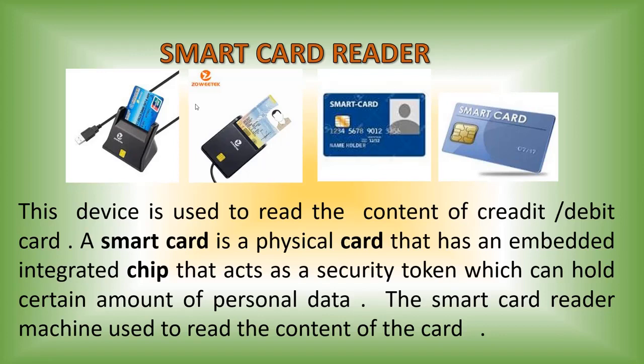This device is used to read the content from a credit or debit card. A smart card is a physical card, a physical card that has been embedded with an integrated chip. Chip means just a small circuit. It's a small circuit acting as a security token which can hold a certain amount of personal data. And this smart card reader machine is used to read the content of this card, or the content of this chip. So it is reading the content and giving it to the CPU, or the computer. That is why it is an input device.